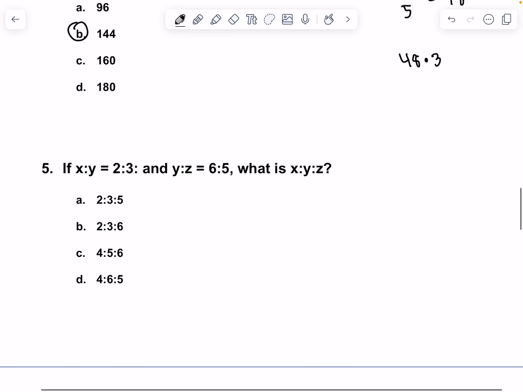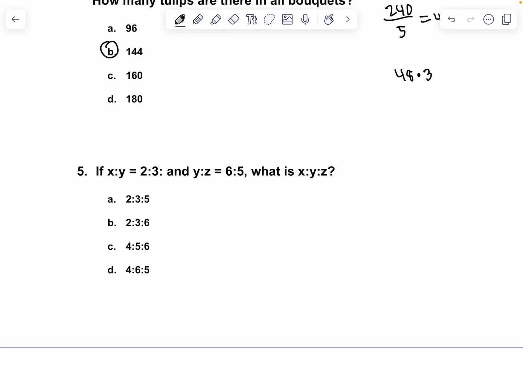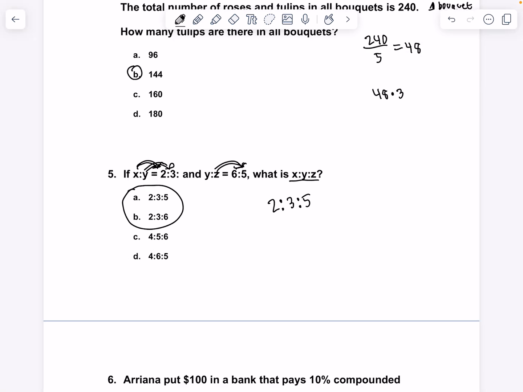So number 5 says if X to Y is 2 to 3 and Y to Z is 6 to 5, what is X to Y to Z? So we know X is 2, we know Y is 3. If we know X is 2, we can start with 2. We know that Y is either 3 or 6, and we know that Z is 5. And we can just infer from the multiple choice right here that Y would be 3, so it would be 2 to 3 to 5. So right here, X is 2, Y is 3, and Z is 5. So our answer would be A.